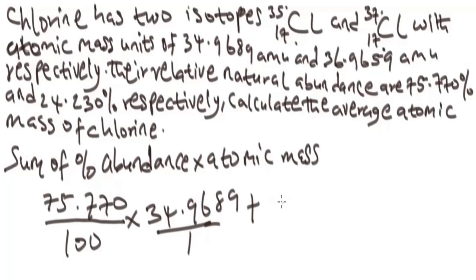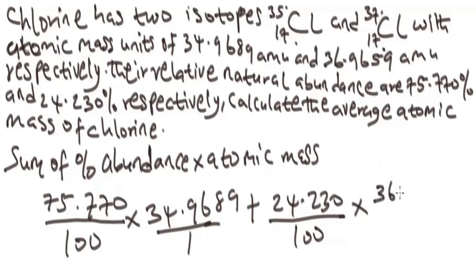The atom whose percent abundance is 24.230%, that's over 100, times the atomic mass, the atomic mass unit, which is 36.9659 over 1. So let me punch this in my calculator, and that will give us the average atomic mass of chlorine in this question for the isotopes.